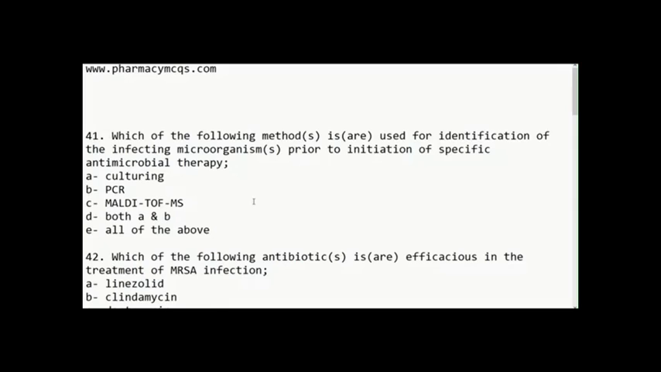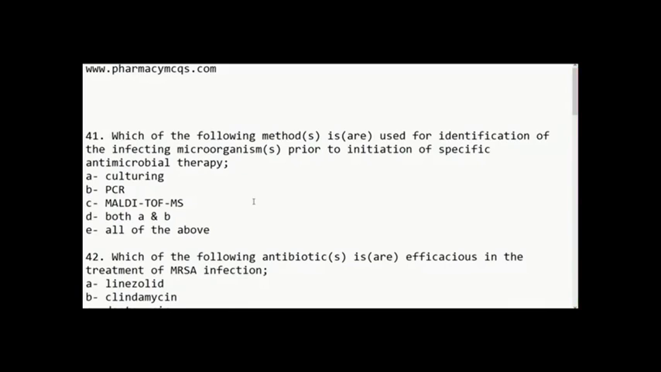Which of the following method or methods is or are used for identification of the infecting microorganism or microorganisms prior to initiation of specific antimicrobial therapy? I mean, which diagnostic tests are used among the following before initiation of specific antibiotic therapy? So there are options given.